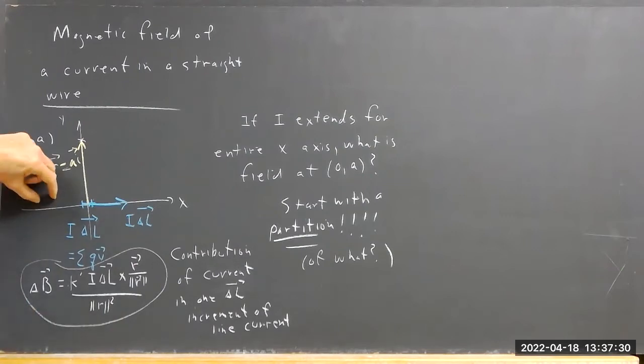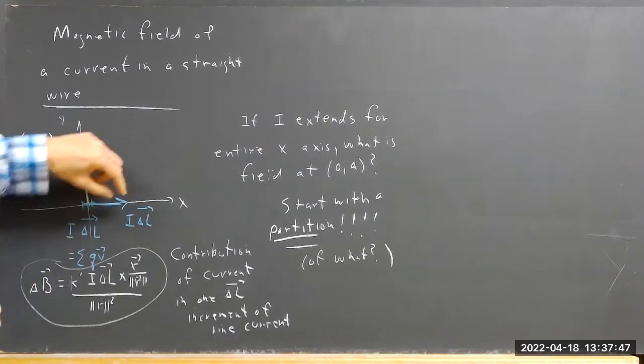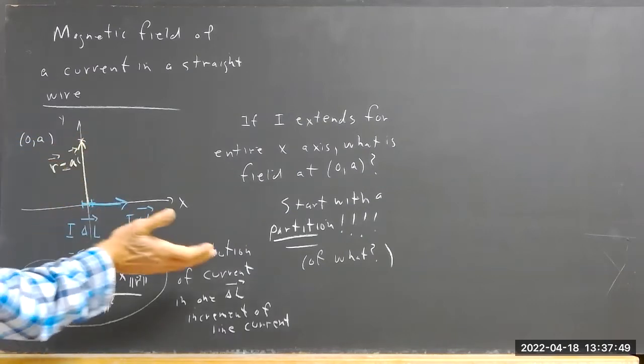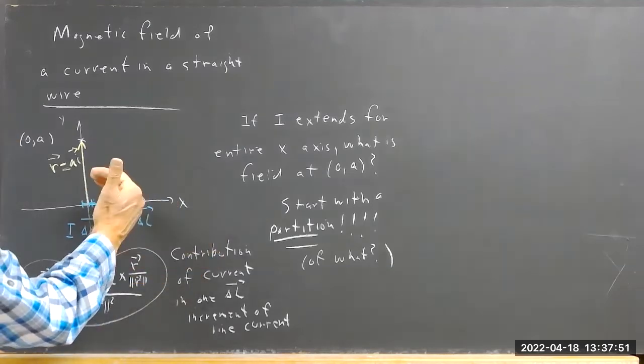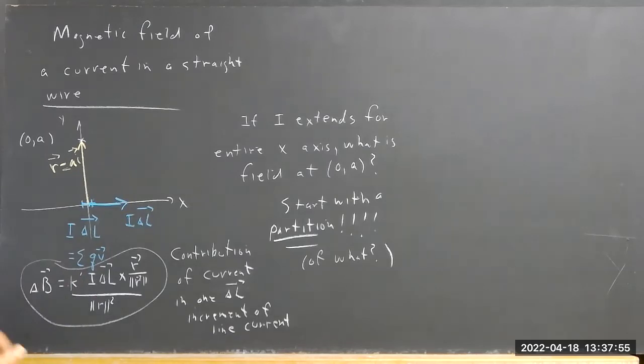So if you got an I delta L on this side, what's the direction of the magnetic field that you get at this point? Well, your R vector is this way, and your I delta L vector is this way, so you're going to have this direction. And if you got one over here, your I delta L is in this direction, your R vectors are still the same. When you turn the I delta L toward the R, you get this direction. So you don't cancel out, they reinforce.